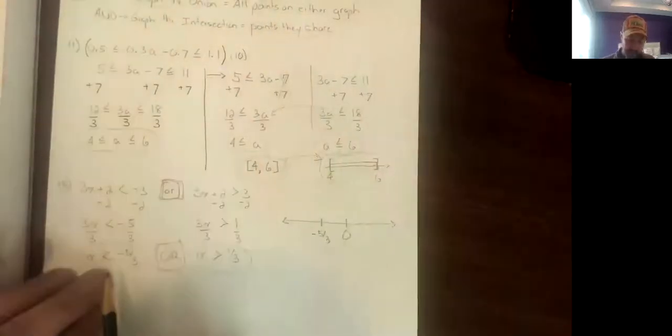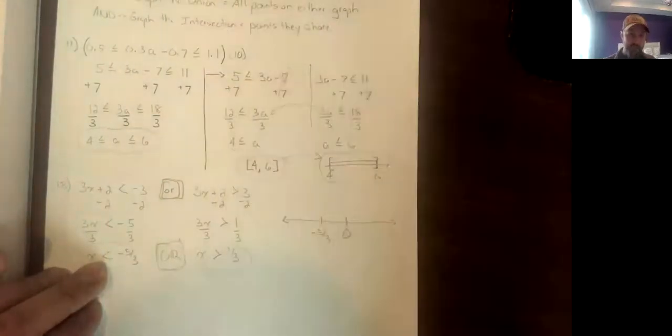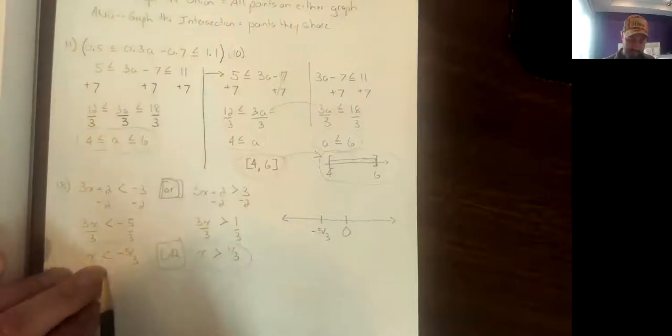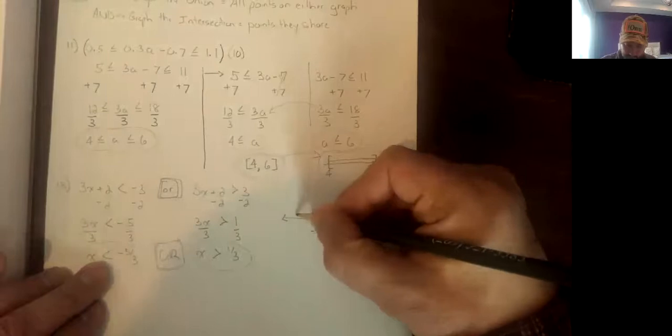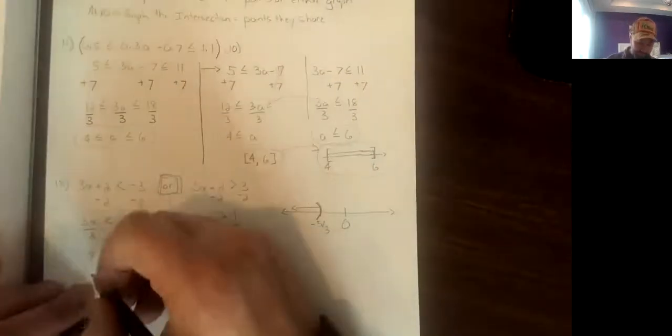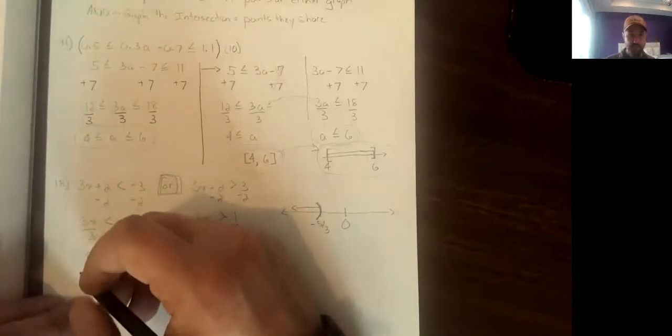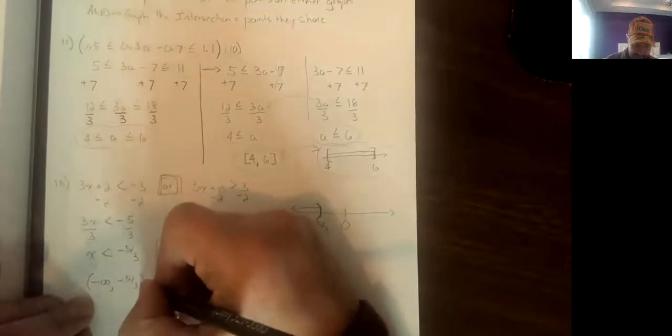So -5/3 is here. We have less than. Less than means more negatives, getting smaller, and it's not equal. So we have a parenthesis, and it's going this way. So you can see it's just going to go that way for infinity. So less than, when you see a variable less than, you know you're working with infinite to the left. So -infinity to the left, and then -5/3. Less than, it doesn't include.